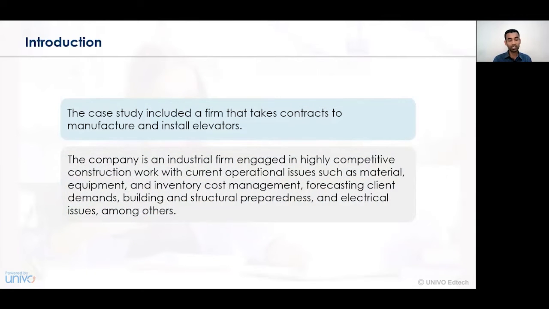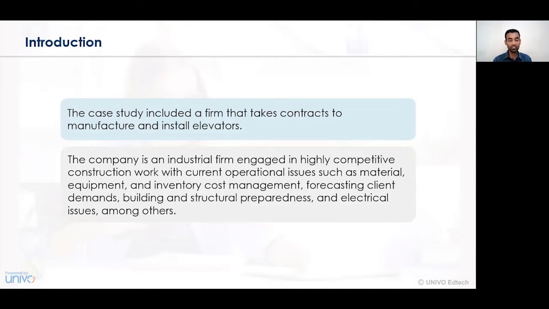This particular case study with respect to the elevator company takes into consideration the contracts to manufacture and install elevators. So the company was taking various contracts from various customers, and accordingly the manufacturing and installation of elevators was being undertaken at several sites, projects, plants and locations.